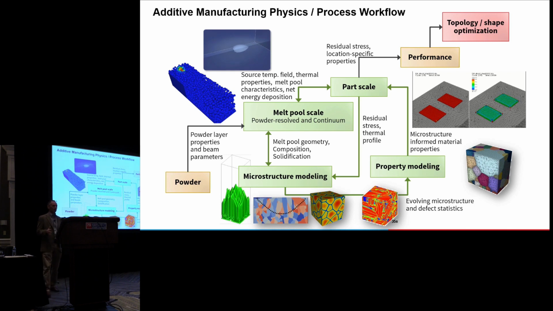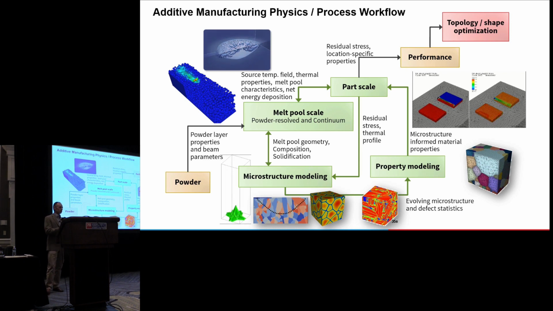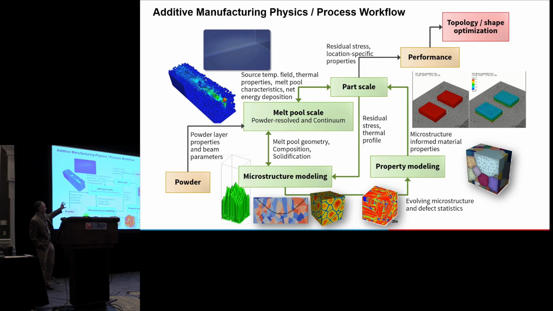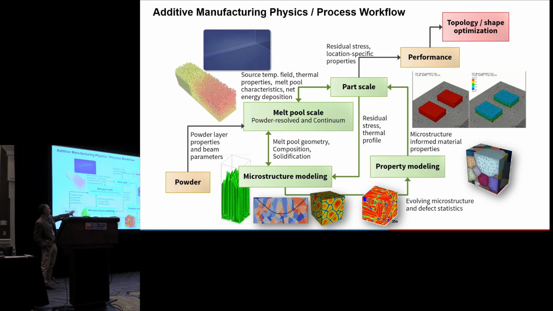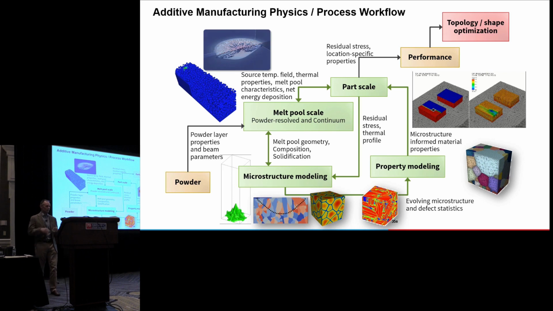So this is a picture I'm going to use a number of times throughout the rest of the talk, where we tie everything together in a little different way. It's because that linkage between process, structure, properties, performance is not really linear. It's more of a linked workflow or relationship, where you have the things happening at the melt pool, which is really controlled by those process things, driving the microstructure and the properties, and then linked back up to the part scale thermomechanics.